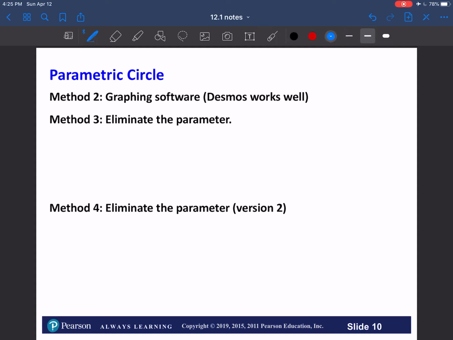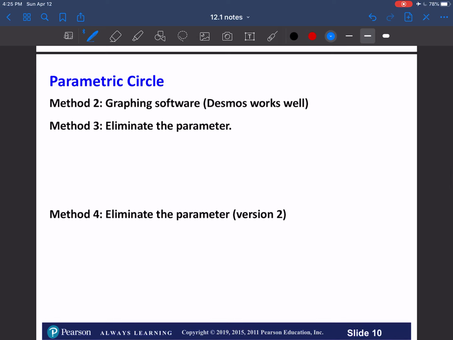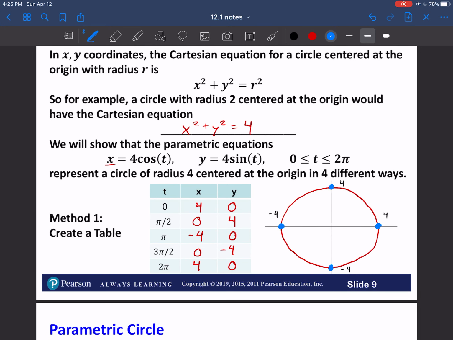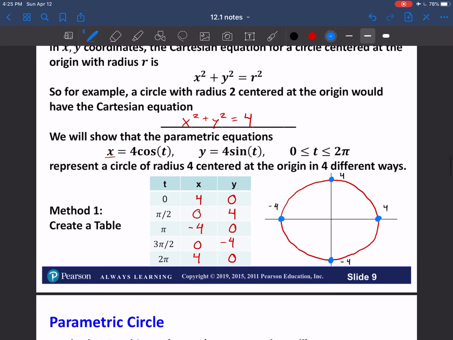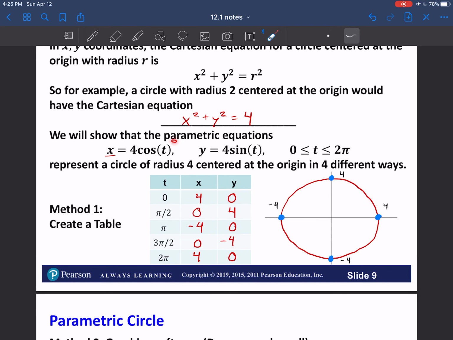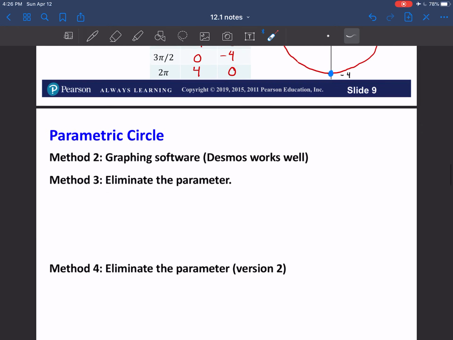The third method, which involves a little bit of math, is eliminating the parameter. If we want to eliminate a parameter, then the thing that we did in the previous examples, where we solved one variable for t and then plugged it into the other one, is not going to be quite so easy to do here, because we have x equals 4 cosine t and y equals 4 sine t. And that's going to cause us a little bit of an issue.